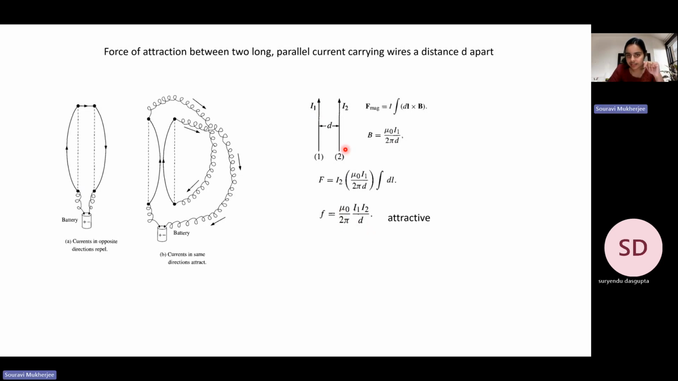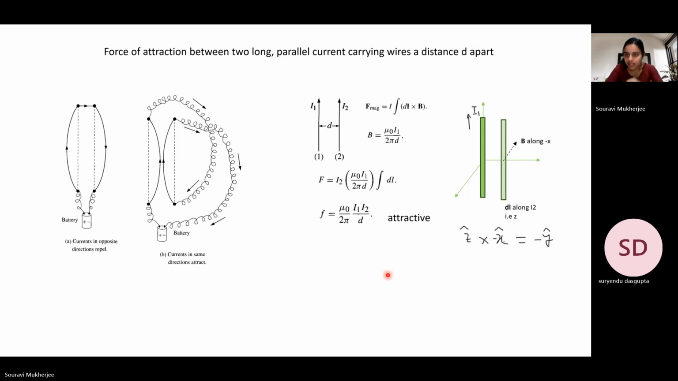Now, if the currents are in the same direction, this is an attractive force. Okay. If they were in the opposite direction, you would get a minus here, which would mean that it's away from the wire. So it would be a repulsive one. Okay. How to understand that? Look closely at the direction, because this is very important for us to understand and be able to locate the direction. Okay. If you have any doubt, feel free to ask me.